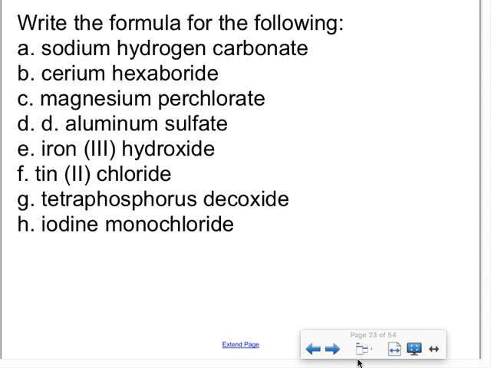Okay, what if I were to just give you names? Do you think you could figure out the formula? Sodium, we've done this before. Sodium, Na. We have Na, hydrogen, H. A carbonate is polyatomic. You want to find that on the periodic table. You're finding page 178 in your book. But I'll give it to you.